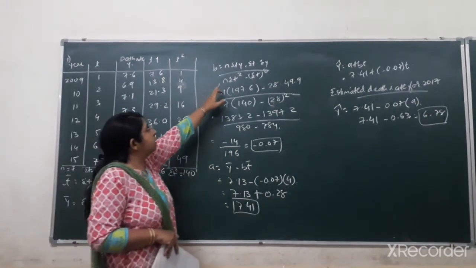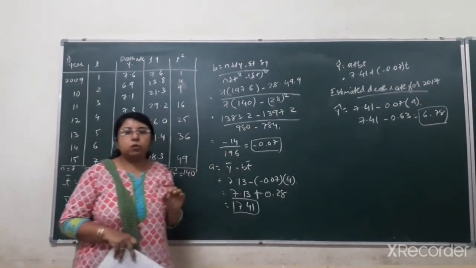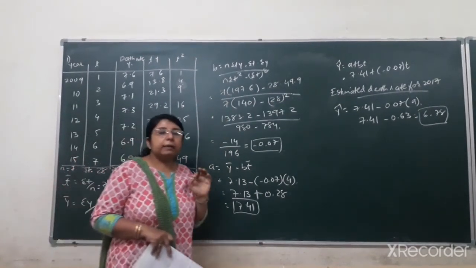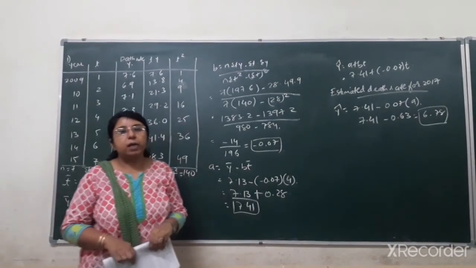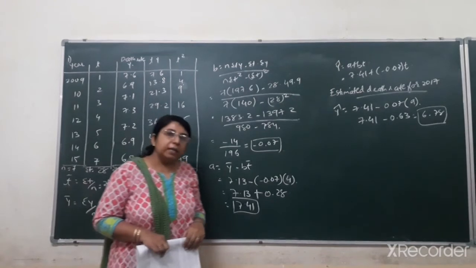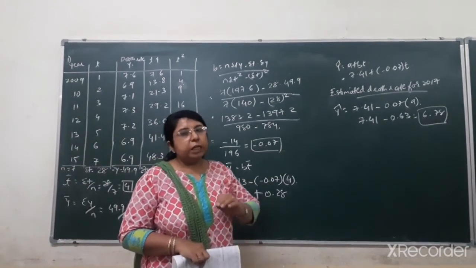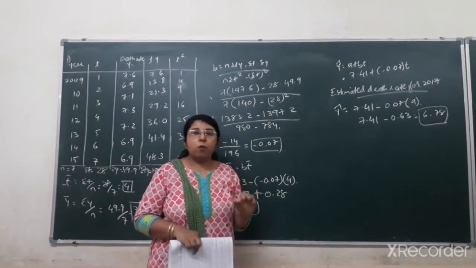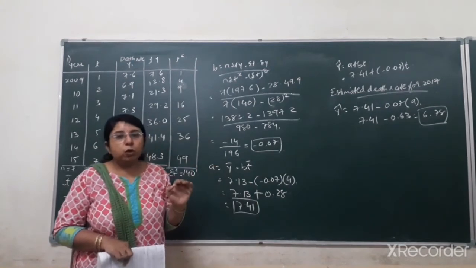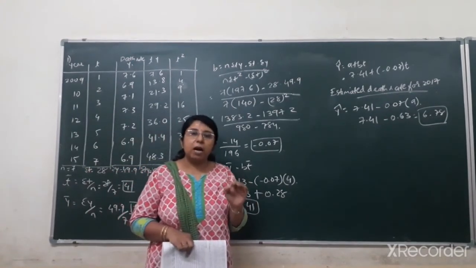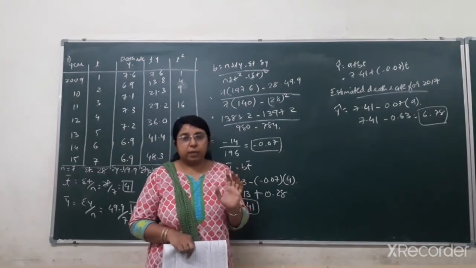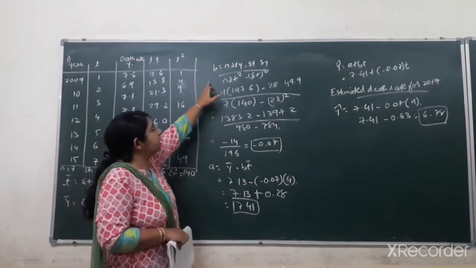That is n sigma t by minus sigma t. Students, you have to remember this formula by heart. That is n sigma t by minus sigma t into sigma pi upon n sigma t square minus sigma t whole square. In each and every sum, the formula is compulsory to be written. Even though your calculation is wrong, if you have written the correct formula, then you will be getting the marks accordingly if your formula is correct.